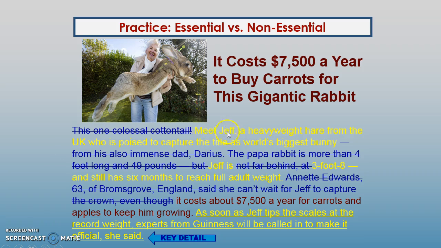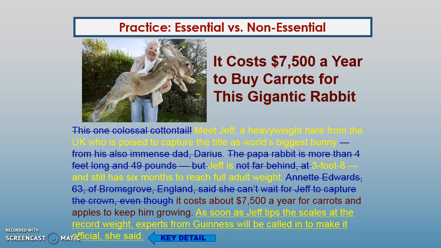When we're introduced to the rabbit, perhaps his name isn't totally essential to the text, but knowing that he's a heavyweight hare, where he's from, probably not super important, but that he's poised to capture a title as the world's biggest bunny. So again, talking about the size of the rabbit, definitely essential to the text. Just like how big he is, 3 foot 8 inches, still 6 months to reach full adult weight. So you know that he's gigantic, still growing.